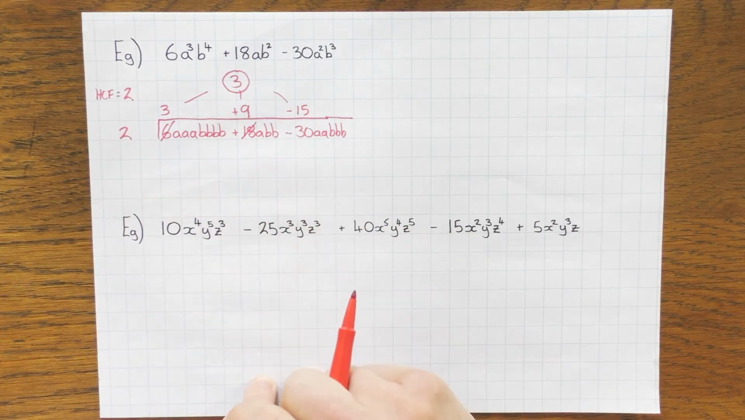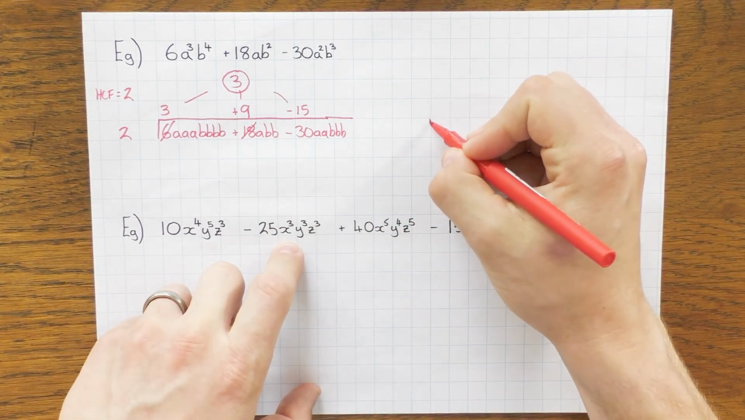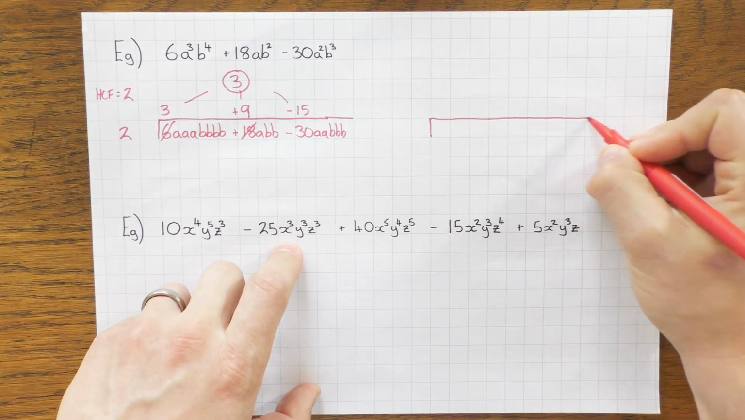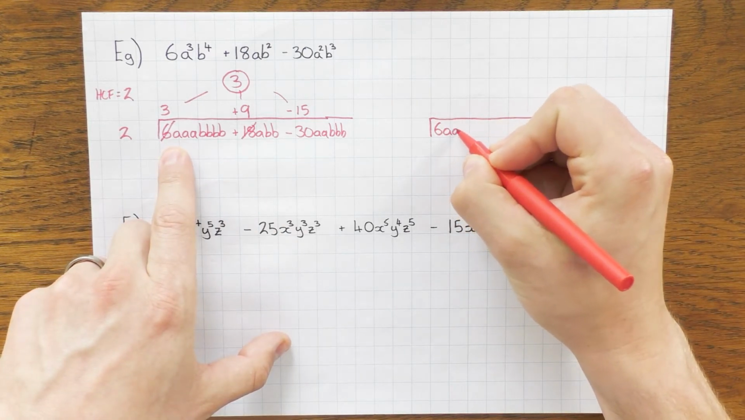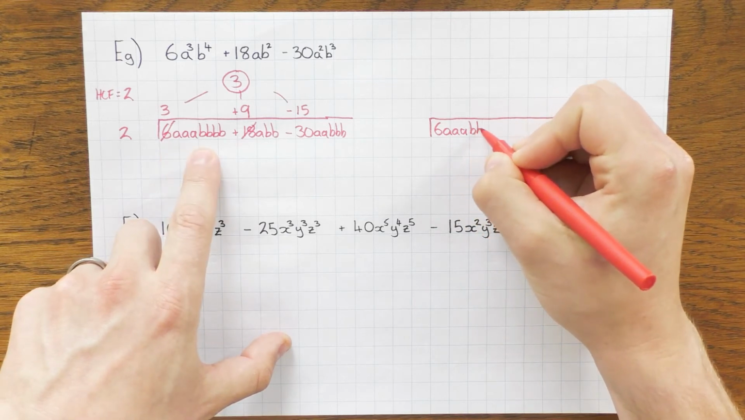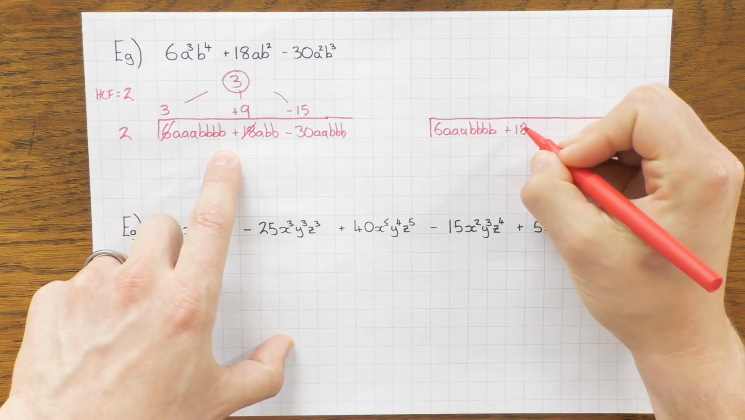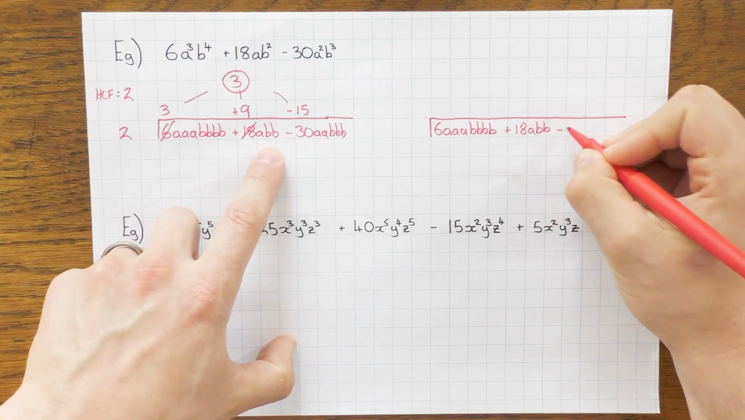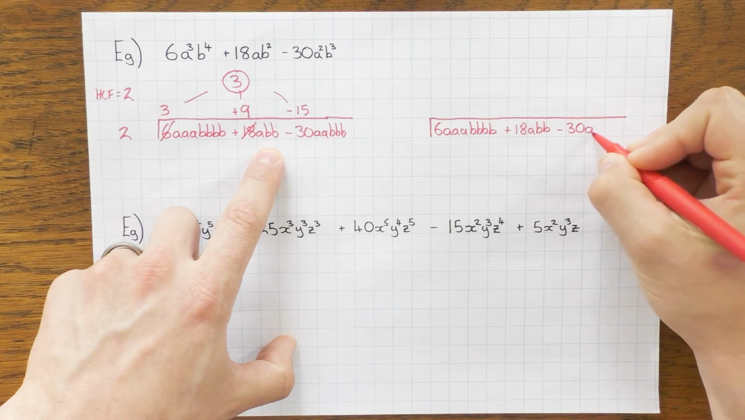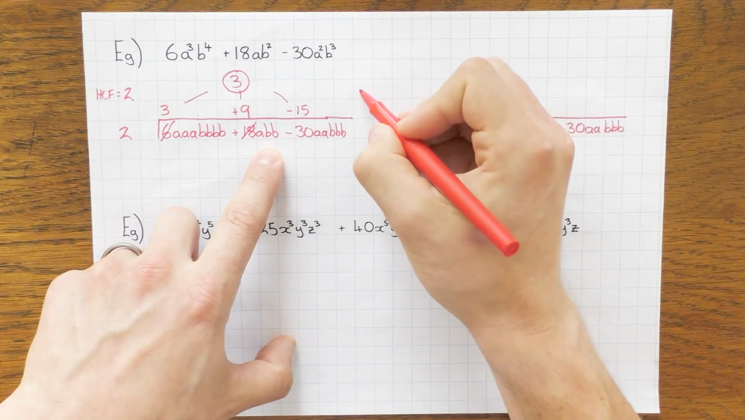In which case you need to go back and start again. So let's do that and make sure we get it right this time. So the grid was fine. So we've got the 6, we had the a, and then the b to the power of 4, so 4 b's, plus 18, a, and then my b squared, so bb, minus 30, a, and then b, b, b. So that bit was fine.